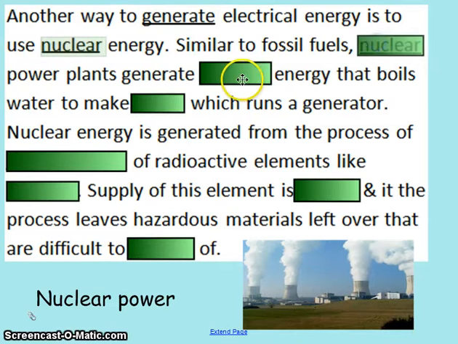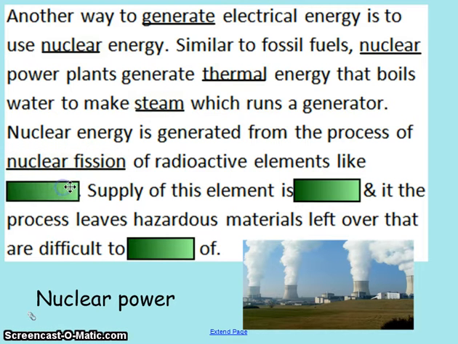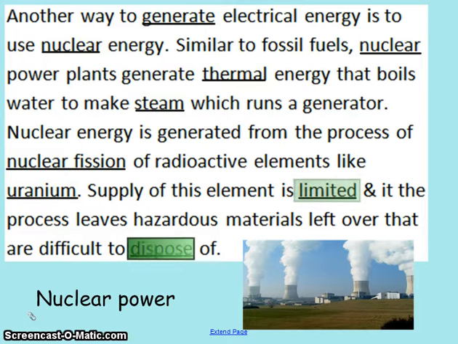Another way to generate electrical energy is to use nuclear energy. Similar to fossil fuels, nuclear power plants generate thermal energy that boils water to make steam, which runs a generator. Nuclear energy is generated from the process of nuclear fission. If you remember back to the first section, we talked about nuclear fission, and that is the process in which the nucleus is split apart. And we're going to be splitting apart the nucleus of an atom of elements like uranium. Supply of this element is limited, and the process leaves hazardous materials left over that are difficult to dispose of. We'll talk a little bit more about this in class.